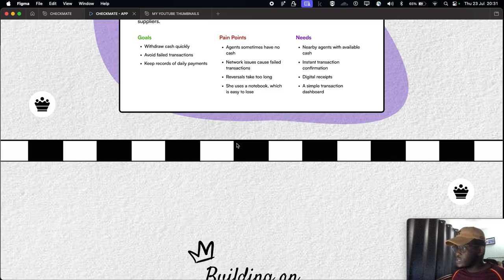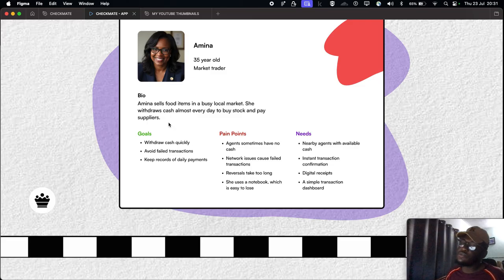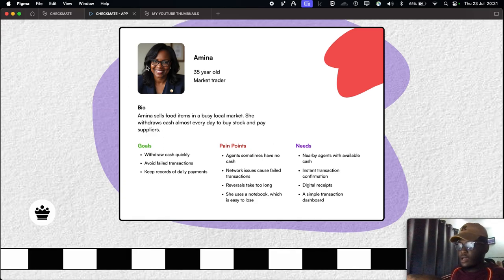The things she wants are here. The goals. So Amina wants to be able to withdraw cash quickly. So it could be that the Emeka that Blessing created came from Victor. Maybe Victor wanted to withdraw cash quickly, so she can write Victor's own here. So it will now be Emeka wants to withdraw cash quickly. Emmanuel wants to avoid failed transactions. Do you get what I'm saying? So Blessing has brought in Victor's, Emmanuel's, and my own, and she's using it as Amina's fictional character. Do you get what I'm saying?